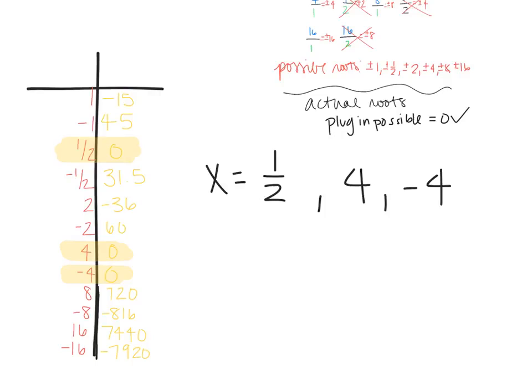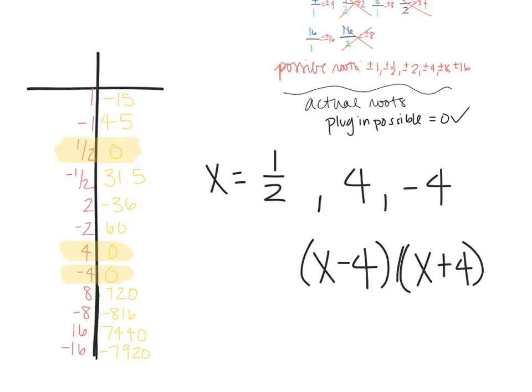So now all I have to do is turn those into factors. Well, the +4 and -4 are easy, because my x-intercepts, +4 becomes x minus 4, and -4 becomes x plus 4. Remember, when we go back from factors to intercepts, they switch signs. And then when you have a fraction, it's still going to switch signs, so it's going to end up being negative, but whatever your denominator is becomes your coefficient.